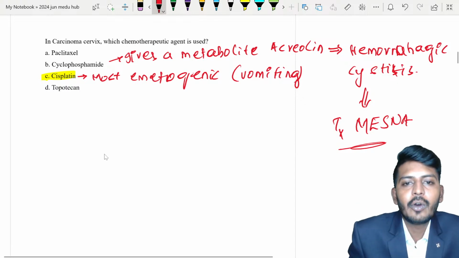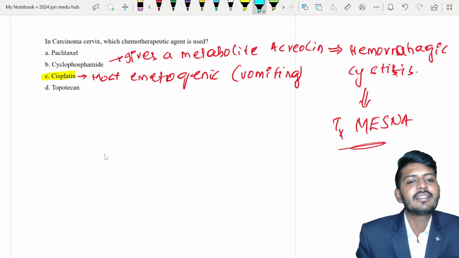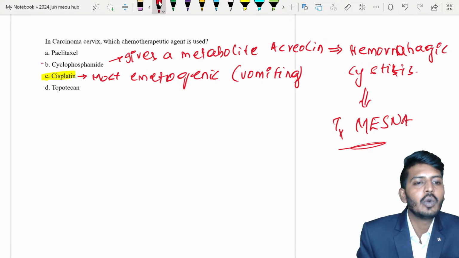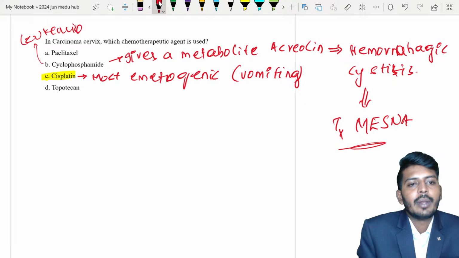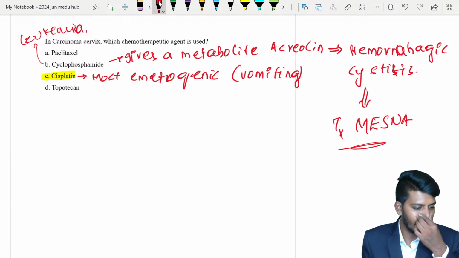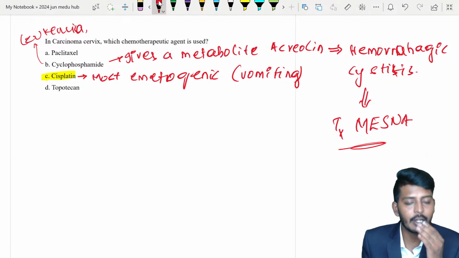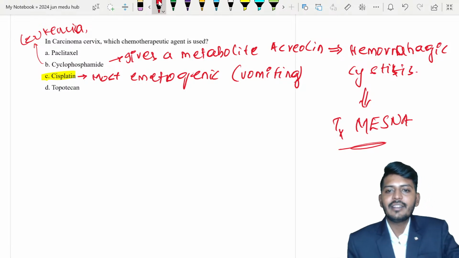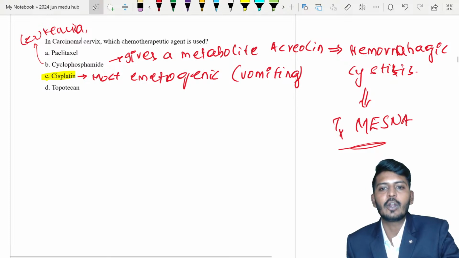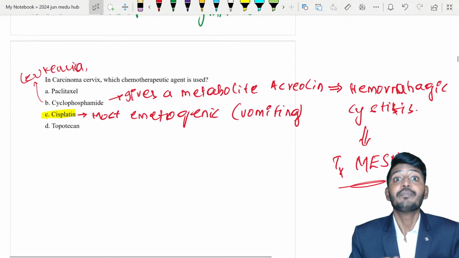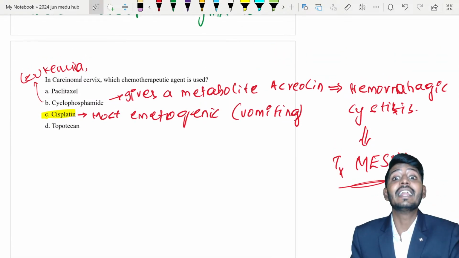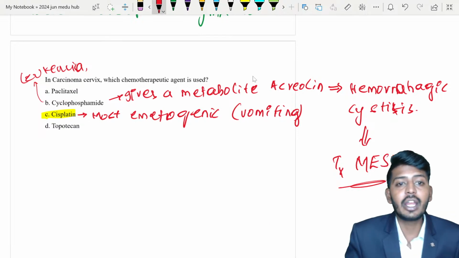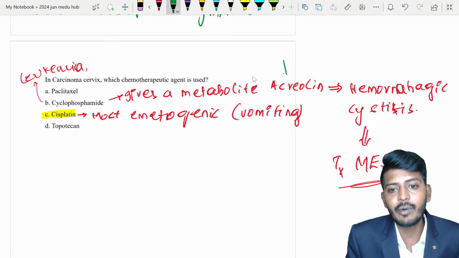Okay, so look here, this is not used in bladder cancer. Cyclophosphamide is widely used in leukemias, so usually it will not be the drug of choice. So mesna is for the cyclophosphamide-caused hemorrhagic cystitis. Cyclophosphamide causes it in high doses only, but acrolein is the metabolite which causes it.